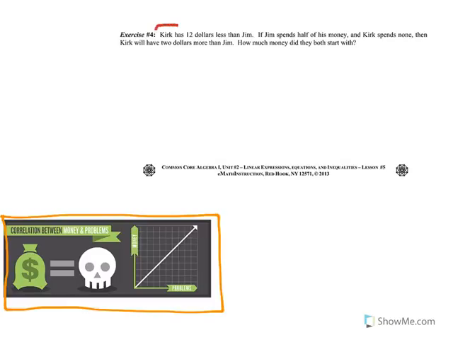So if I look at this first statement right here, Kirk has $12 less than Jim. Is it the case that Kirk's money is defined off of Jim's, or Jim's money is defined off of Kirk's? That's the first question we need to ask ourselves. Okay, Kirk defined off of Jim, or Jim defined off of Kirk? Well, it says Kirk has $12 less than Jim, so I feel like if we knew how much money Jim had, we'd be able to answer Kirk's question.